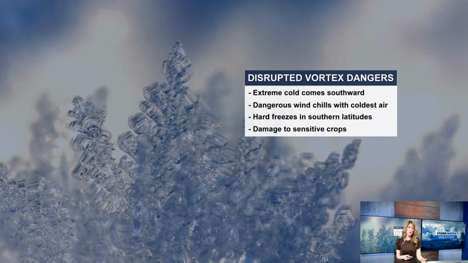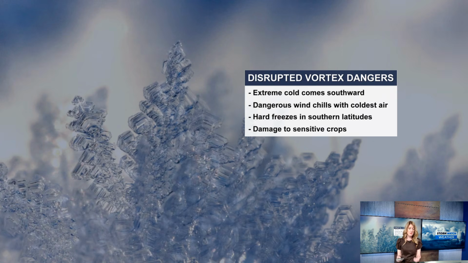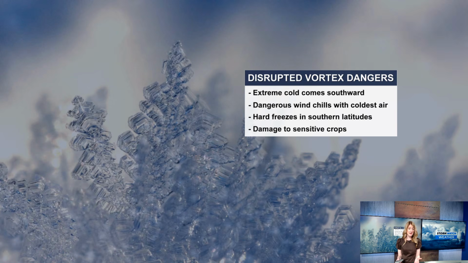So along with the polar vortex, when it moves further south and it's disrupted, what it can lead to is extreme cold temperatures, especially further south where they're just not used to it. So you can have dangerous wind chills with the coldest air. Also, this can lead to hard freezes, and that, of course, can cause some damage to sensitive crops. So this here is the polar vortex in a nutshell.